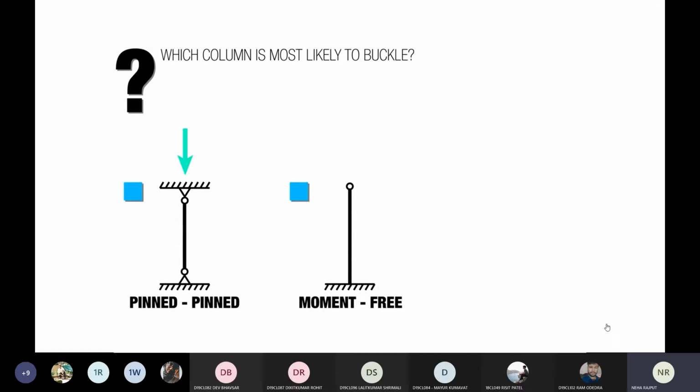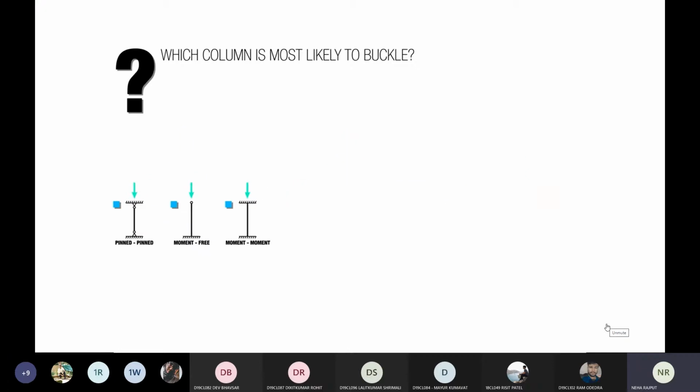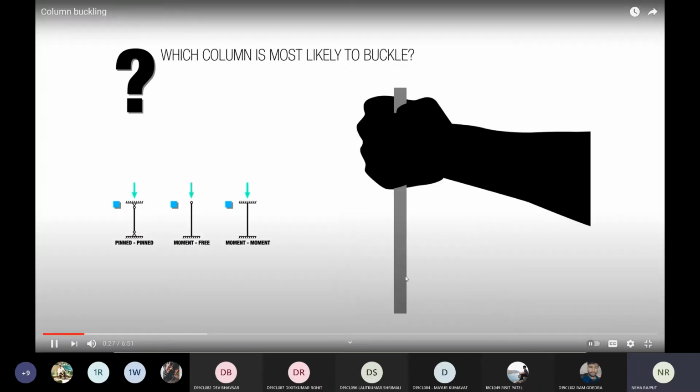On one end and free or no connection on the top. A moment connection on both ends, and a moment connection would be more like a rod being held in your fist.